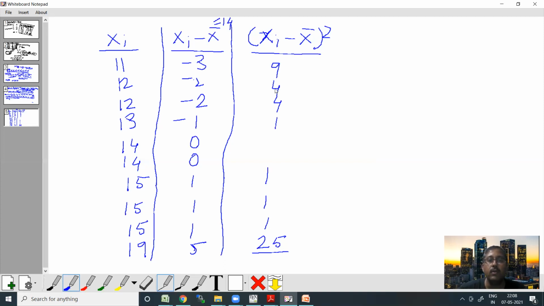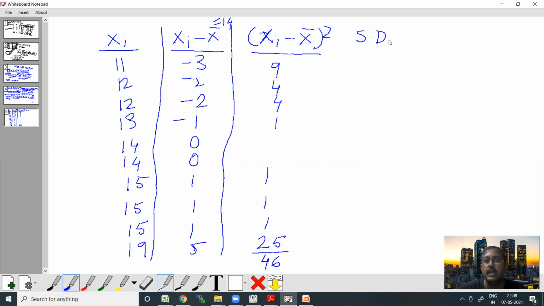9 plus 4 is 13, plus 4 is 17, 18, 19, 20, 21, and 21 plus 25 is 46, right? It's coming as 46. Now, what is the formula for standard deviation?